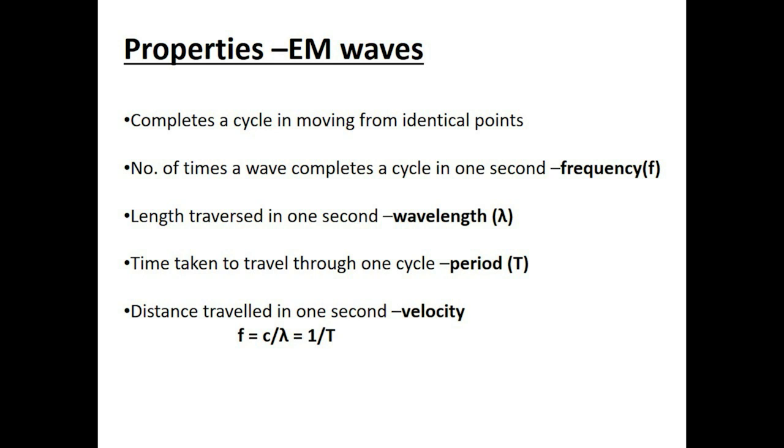Then time period, expressed as capital T, is the time taken to travel through one cycle. Then last, velocity, is the distance traveled in 1 second. So the expression for frequency is given as f equal to c by lambda, where c is the velocity of light, or it is again expressed as 1 by T, where T is the time period.